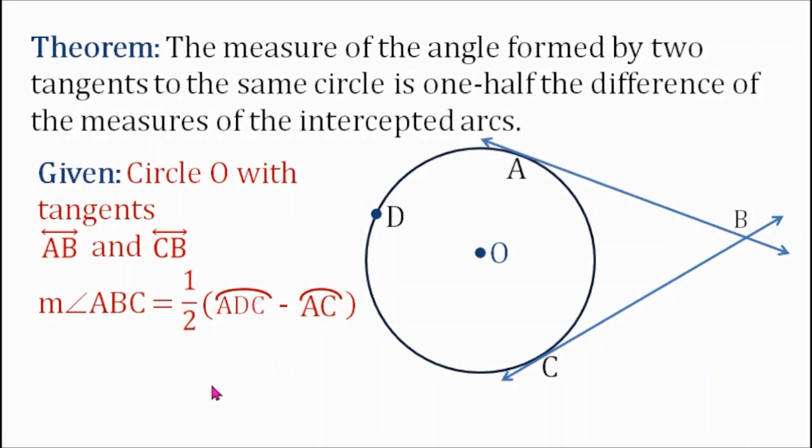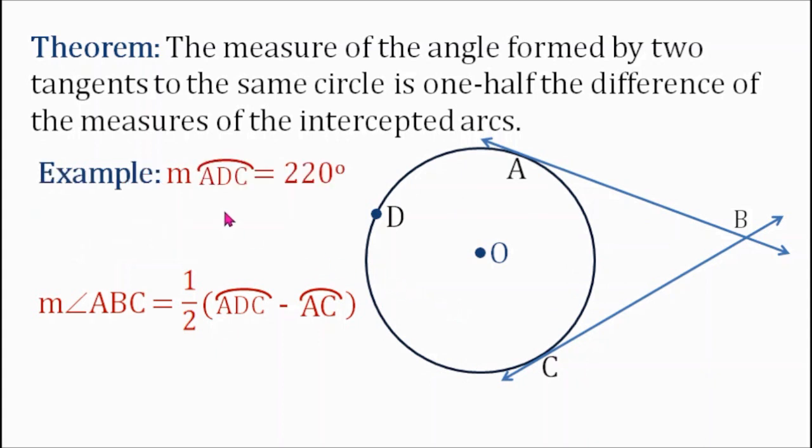We have another theorem. The measure of the angle formed by two tangents to the same circle is 1/2 the difference of the measures of the intercepted arcs. So this theorem means that the measure of angle ABC equals 1/2 of the difference between the measure of arc ADC and arc AC.